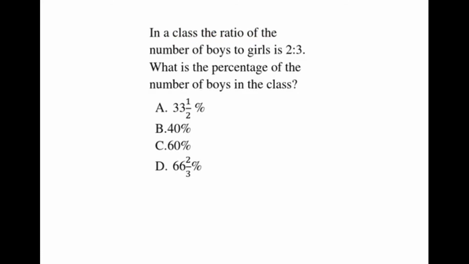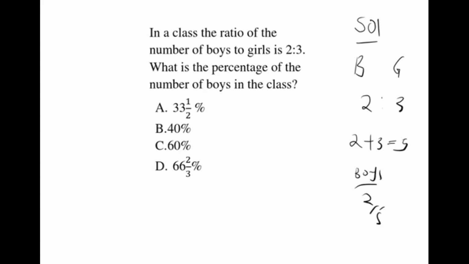In a class, the ratio of the number of boys to girls is 2:3. What is the percentage of the number of boys in the class? Solution. The number of the boys to girls is in the ratio 2:3. The number of shares here are 2 plus 3, which is 5. That is the number of shares. Therefore, the boys are 2/5 and the girls are 3/5. And our question asks us, what is the percentage of the number of the boys in the class?